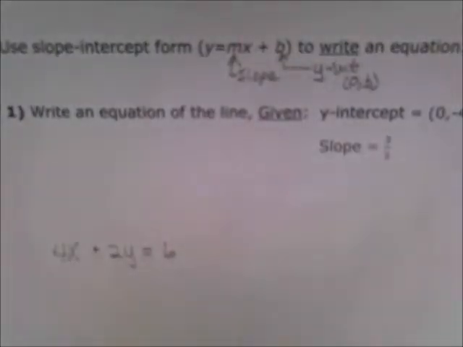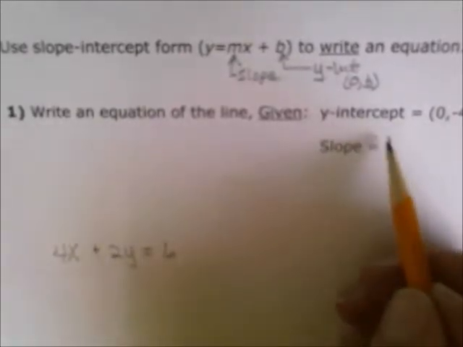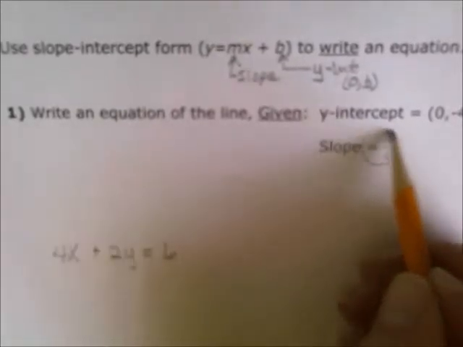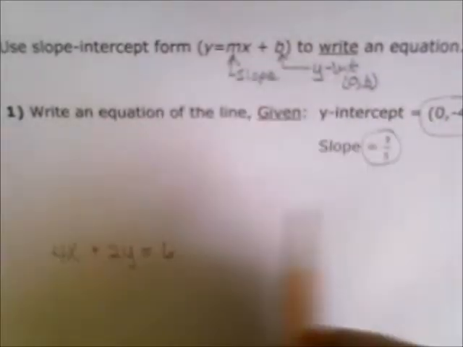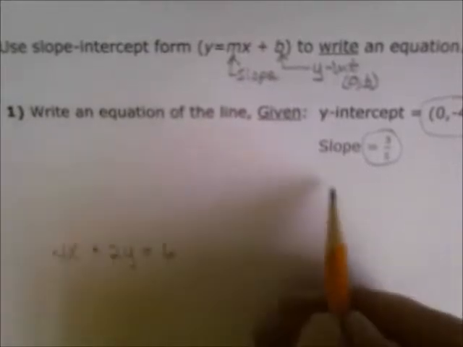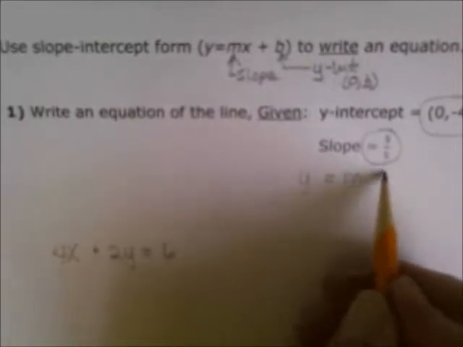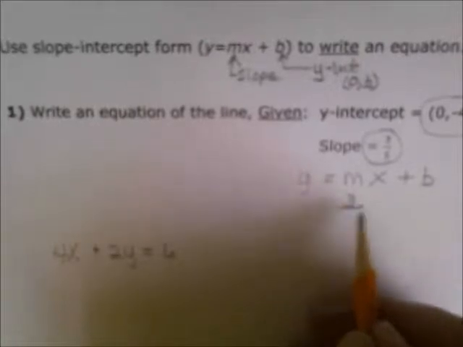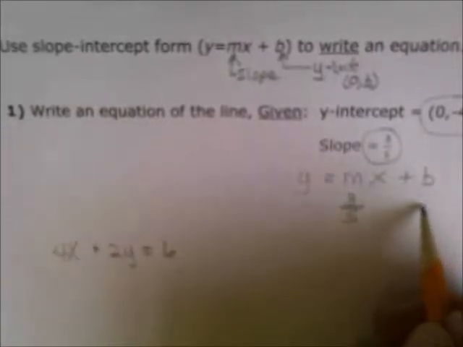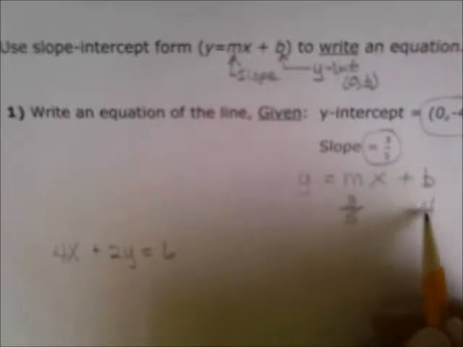Okay, so if we're going to write this equation, all we have to do is remember that 3/5 is our slope, and the y-intercept is the point (0, -4). So when we write the equation y = mx + b, we will just plug in 3/5 for our slope and -4 for our b, for our y-intercept.